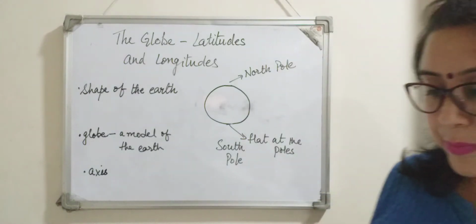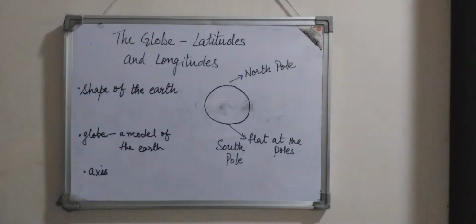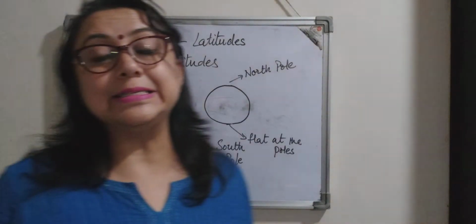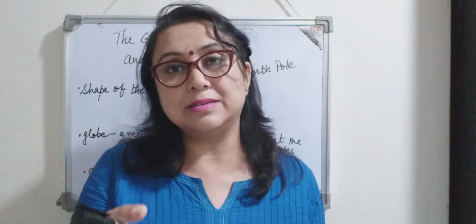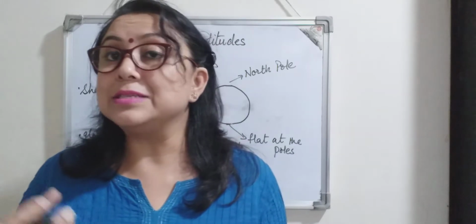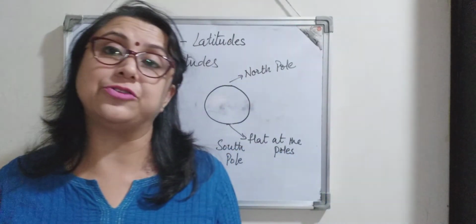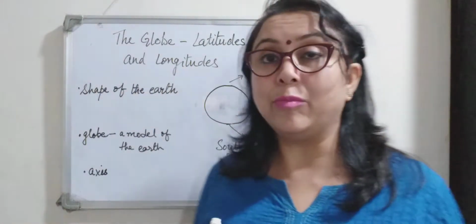Next, we talk about the globe. So what is a globe? Globe is a model of the earth. It's the exact earth but smaller in size. It helps us to make various studies about the earth, the location of places and all, right? So what's a globe? It's a model of the earth.